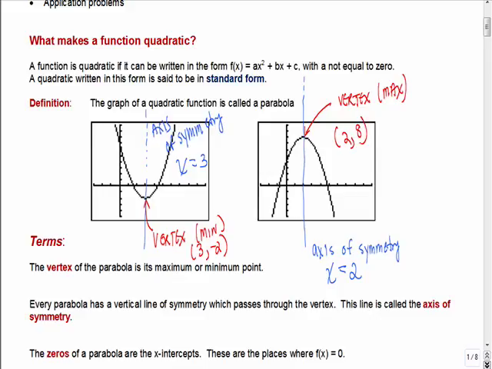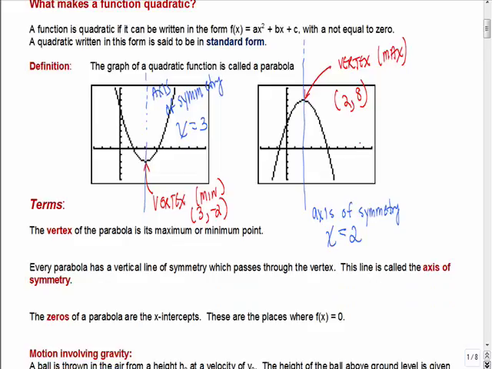And then the last piece of information I want to talk about are the zeros. The zeros of the parabola are the x-intercepts, and they are the places where the function equals 0. So if I were to be looking at these particular parabolas, here are the zeros. Now, I don't really have enough information to either be able to read them off or to compute them, but those would be the zeros. And so the zeros are the places where the function equals 0. Those are the x-intercepts.